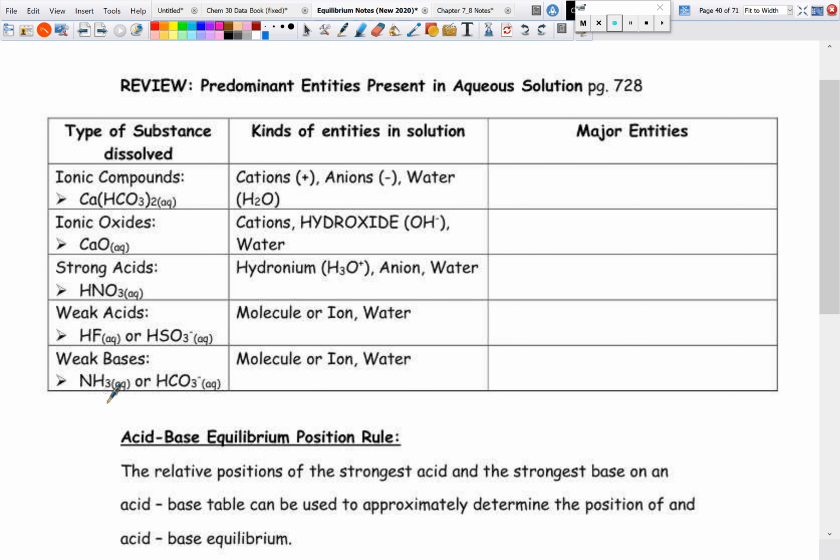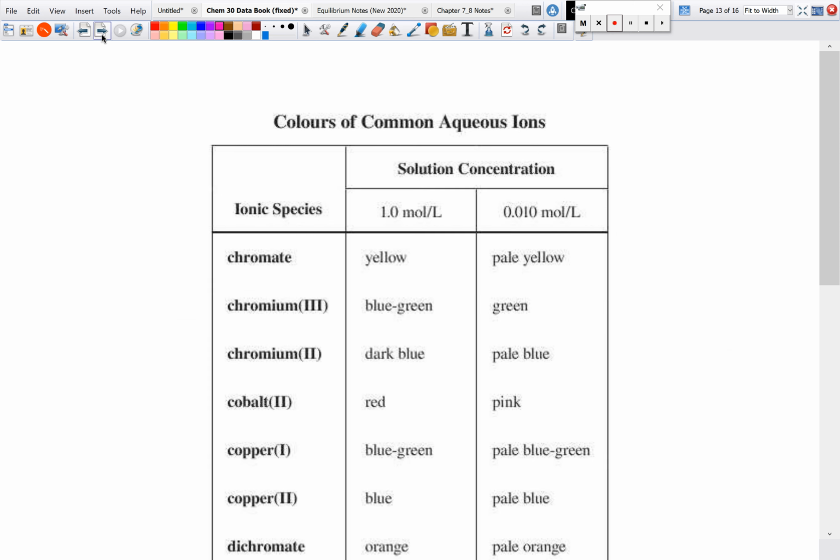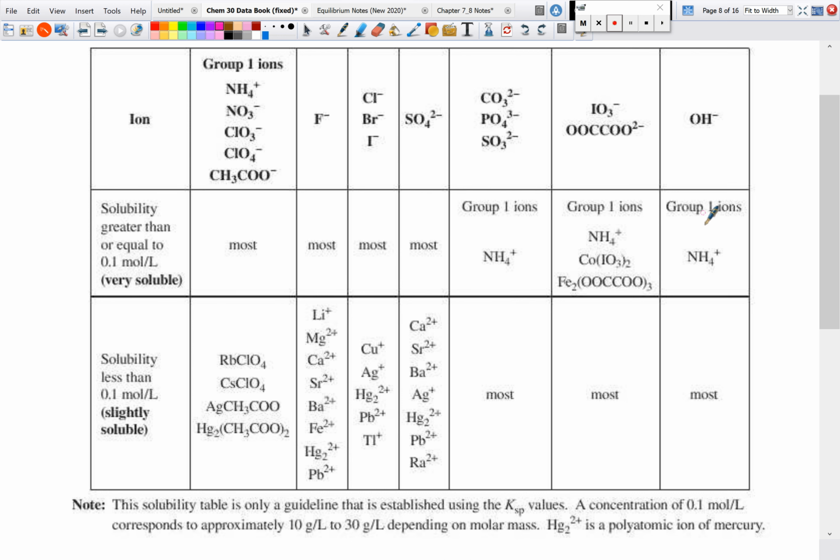Now, our strong bases come in our ionic compounds because they're all metal hydroxides. So you have to remember that if we have an aqueous ionic hydroxide, you can always check if they're aqueous or not by using the solubility chart in your data booklet. The solubility chart is right here. So for our hydroxides, all group 1 ions and ammonium are soluble, and everything else is slightly soluble, so it's not going to dissolve 100%.